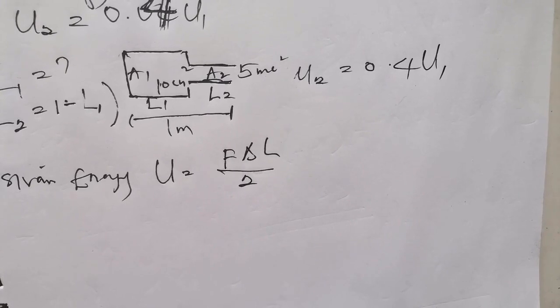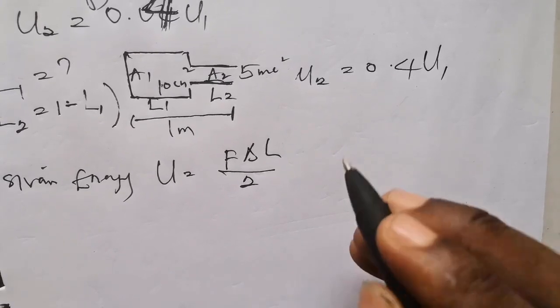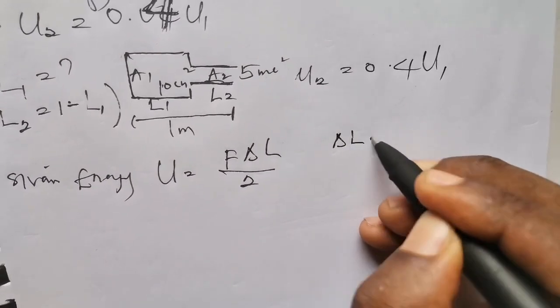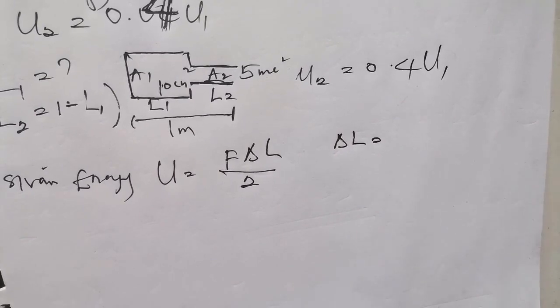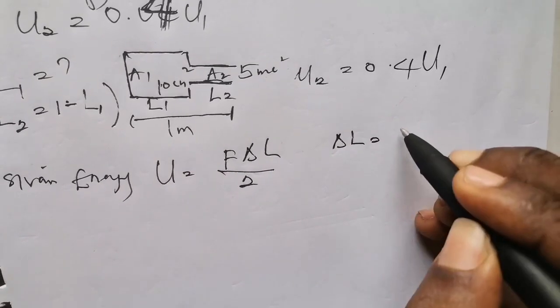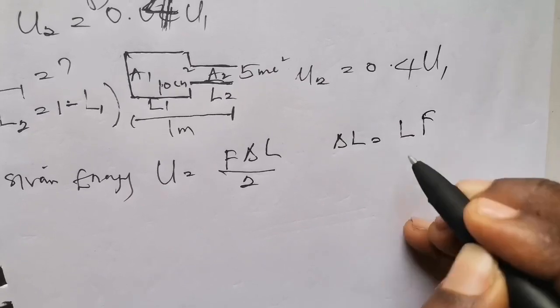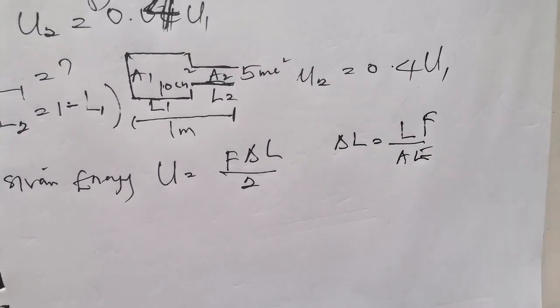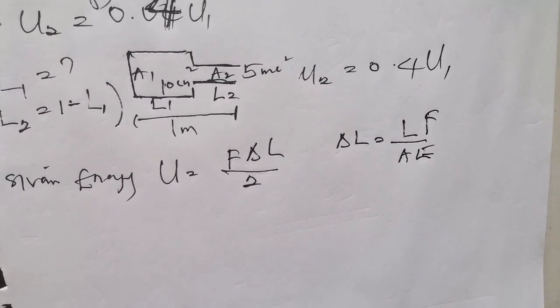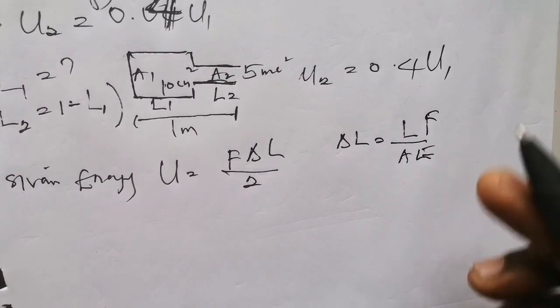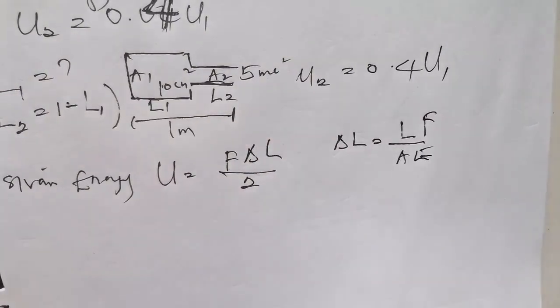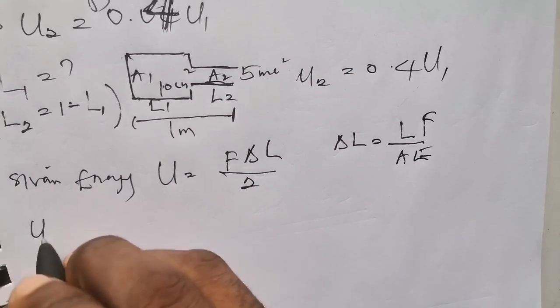Now, how do we relate this? We are going to be doing a little bit of derivation to obtain a formula to calculate this. You know that mathematically change in length relates with Young's modulus and stress according to the formula: length times force over area multiplying Young's modulus. This is the formula for change in length, relating stress to Young's modulus, or simply force, area, and Young's modulus together.